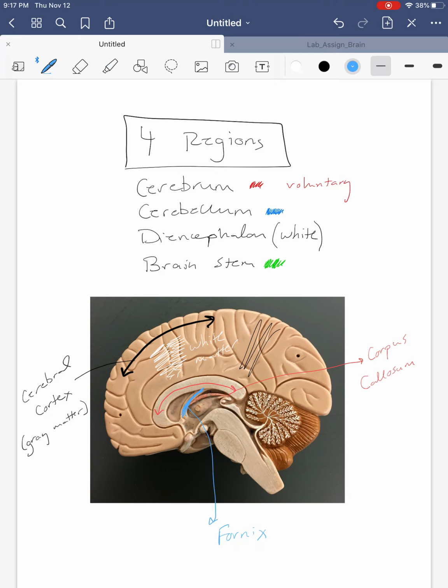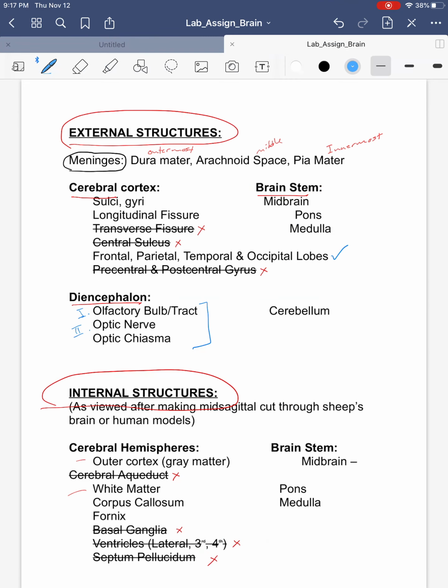The corpus callosum is the area right below the cerebrum, kind of part of the cerebrum. The corpus callosum is what's responsible for allowing information to be transferred between each cerebral hemisphere. So we absolutely want the right hemisphere of the cerebrum to be able to communicate with the left cerebral hemisphere. And the area that allows the two cerebral hemispheres to communicate is the corpus callosum.